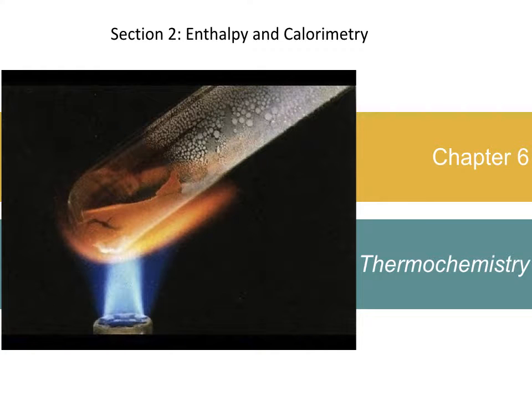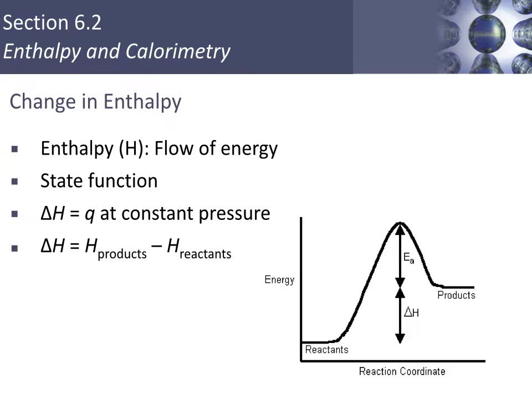The second part of Chapter 6 deals with enthalpy and calorimetry. Enthalpy is historically a very difficult concept to get across. Enthalpy, which is abbreviated with a capital H, refers to the flow of energy or the heat exchange at constant pressure when two systems are in contact. So it is the flow of energy.